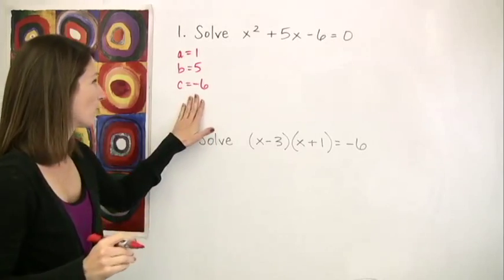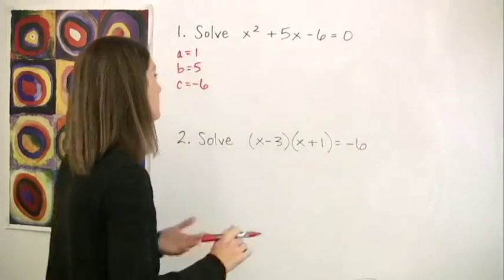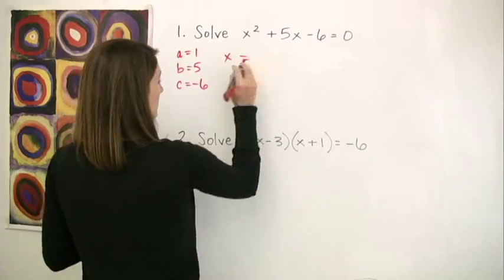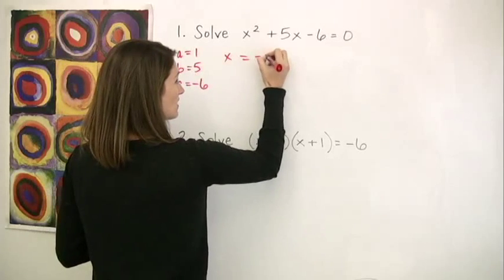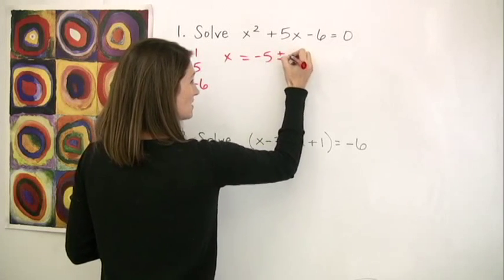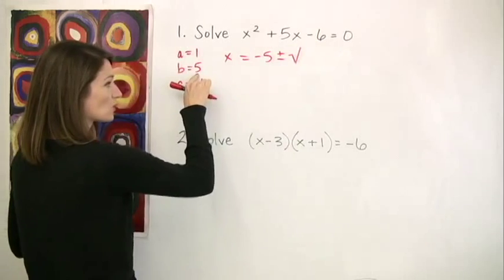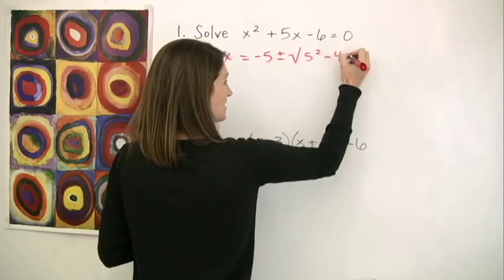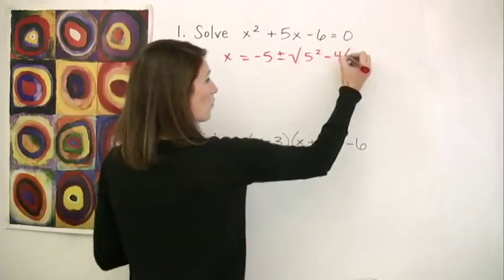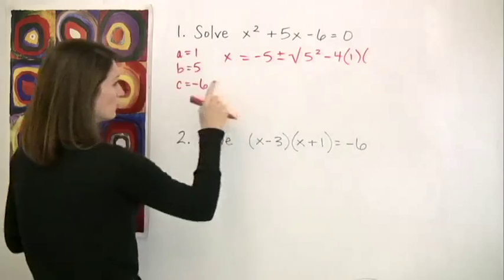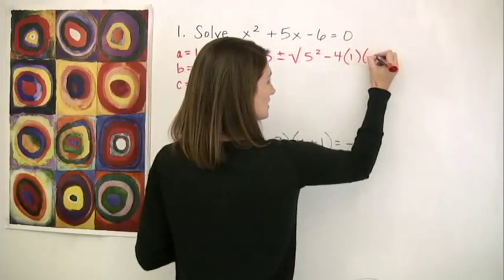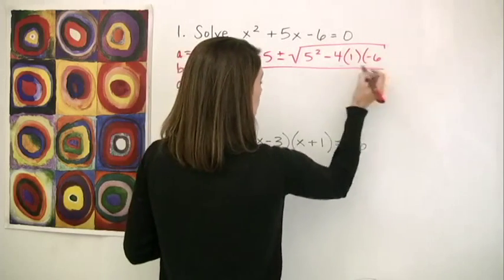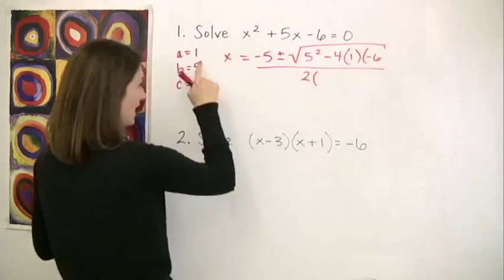So these values are important because we can just plug them into our formula. So our formula is x is equal to negative b, which b equals 5, so we have negative 5, plus or minus the square root of b squared, so that's 5 squared, minus 4ac, and a is equal to 1, and our coefficient c is negative 6. So that's the radicand all under this radical sign, and that is all over 2a, and again a is equal to 1.